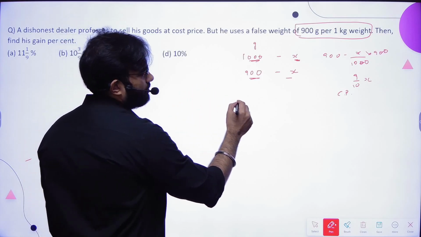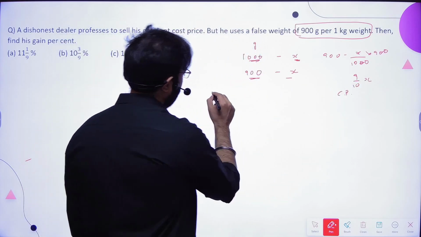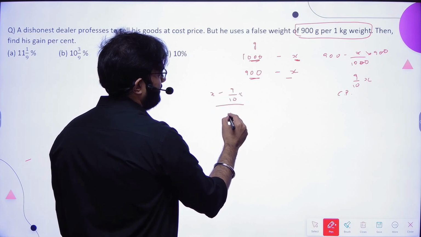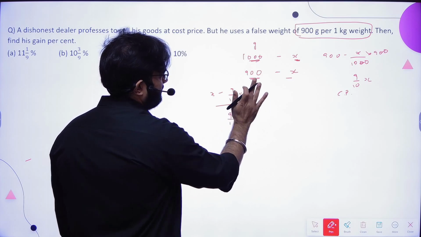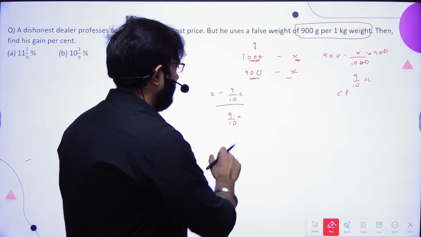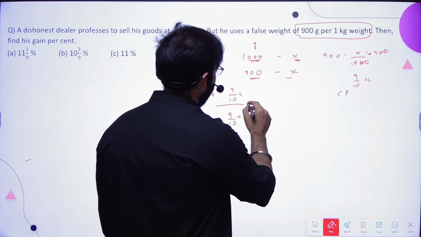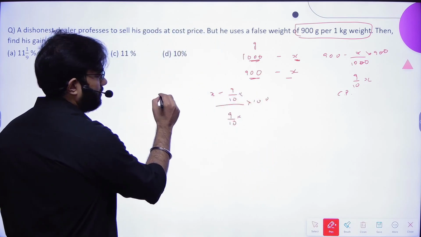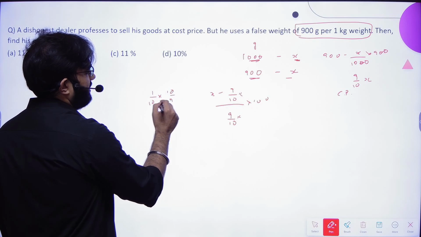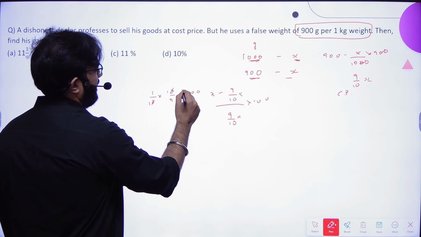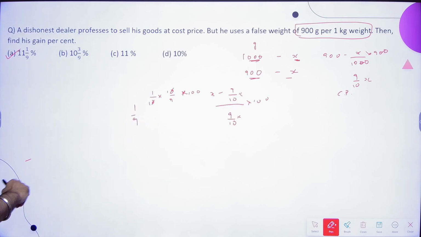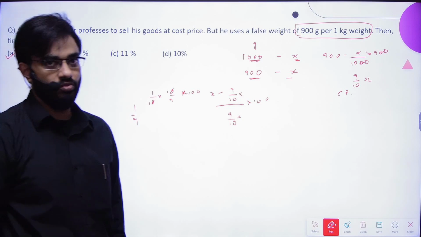So again, to calculate gain percent, we have X minus 9 by 10 X, which is the profit, upon 9 by 10 X, this is the cost price, into 100. So then we have 1 by 10 into 10 by 9 into 100, and 1 by 9, I had told you, this corresponds to 11. 1 by 9 again, fractions come into play.